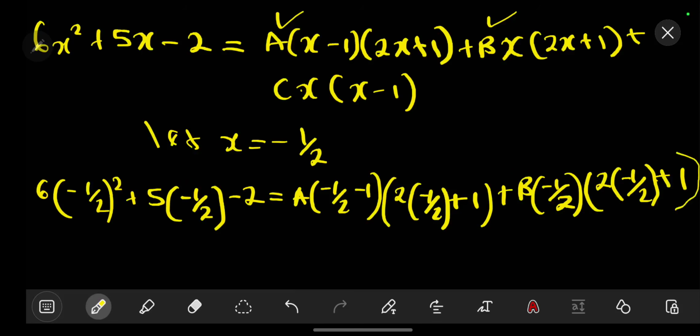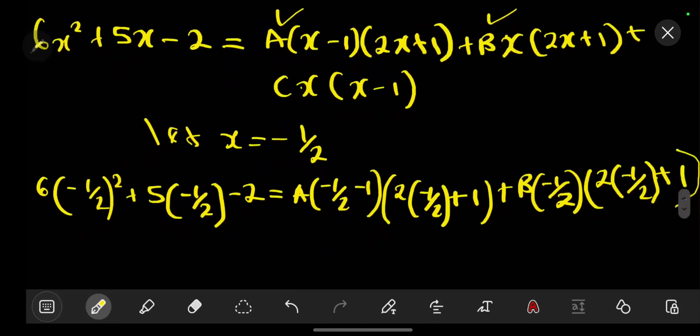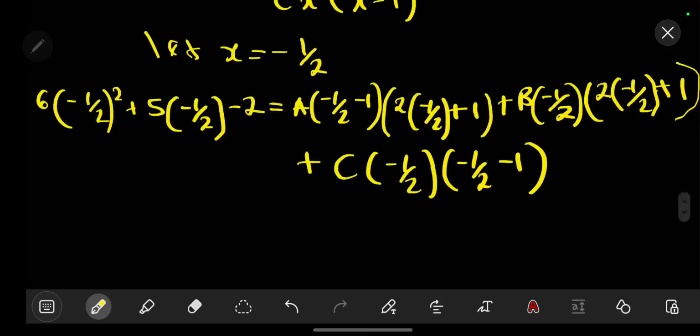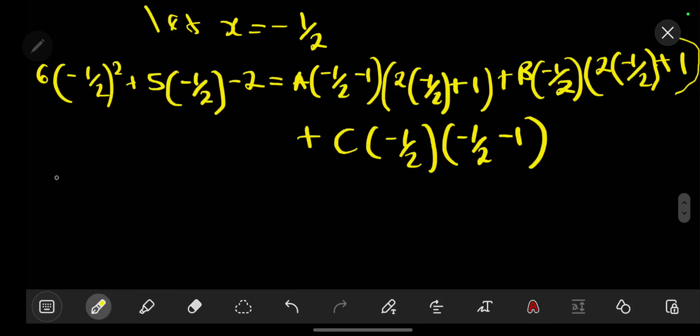So this is going to give us a value. Then we have plus our c, where x is, we are going to put our negative half. Then we have our negative 1 over 2 minus 1. Then what we are going to do is, let's simplify. So we have our 6 times negative 1 squared, which is going to give us positive 1 over 2 squared, is equal to 4, like that.